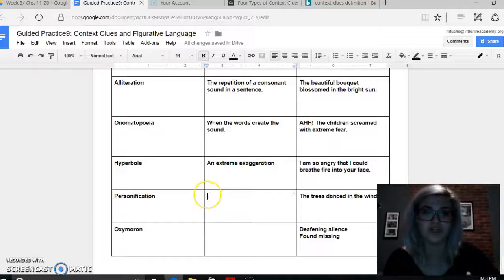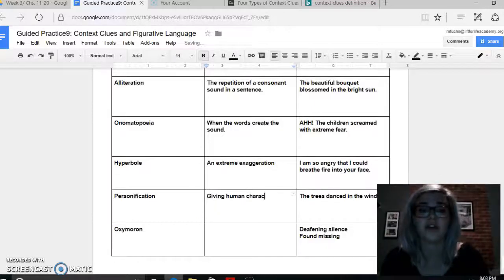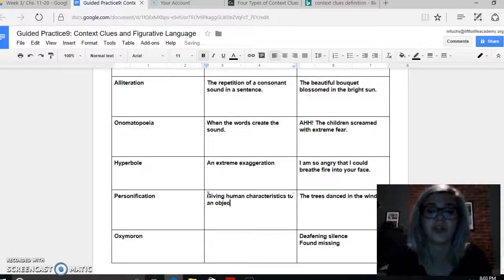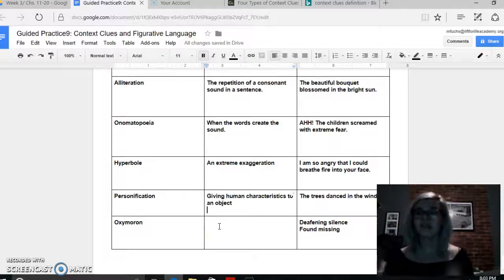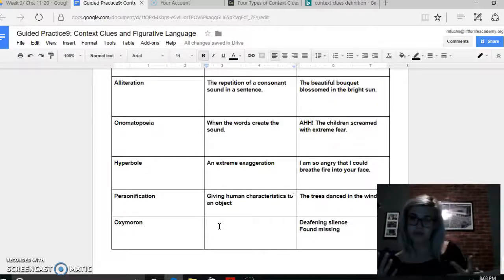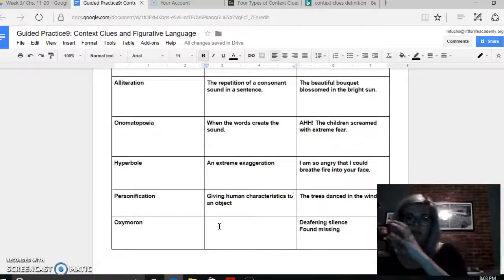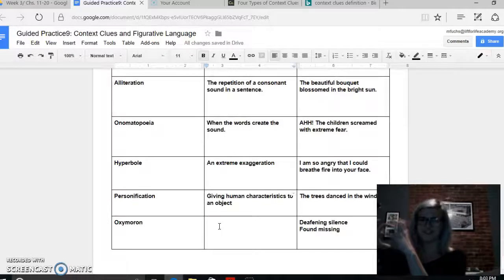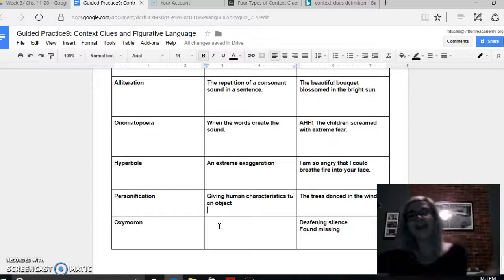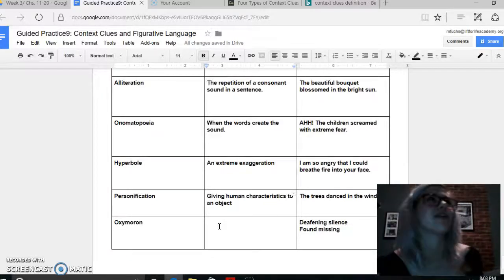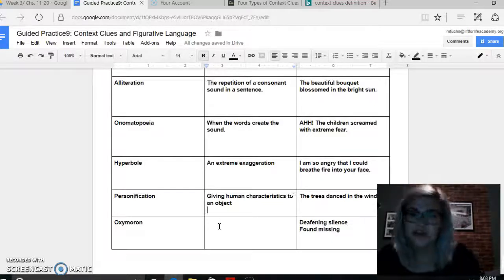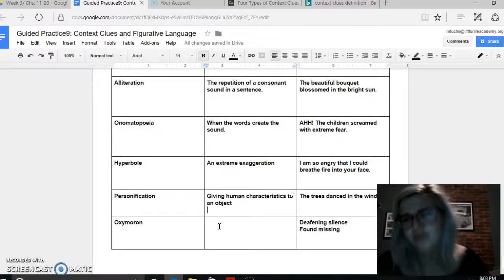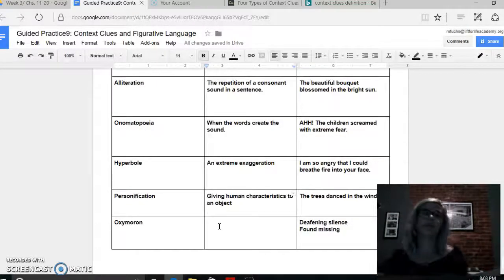Personification is giving human characteristics to an object. So we could say the trees danced in the wind. Nothing can really dance except for like humans. So we are taking that human characteristic and applying it to an inanimate object. We could also say the flowers breathed in the spring air. Flowers aren't actually really breathing it in, right? That's like a human thing that we can do, but we can personify them to say that we are.